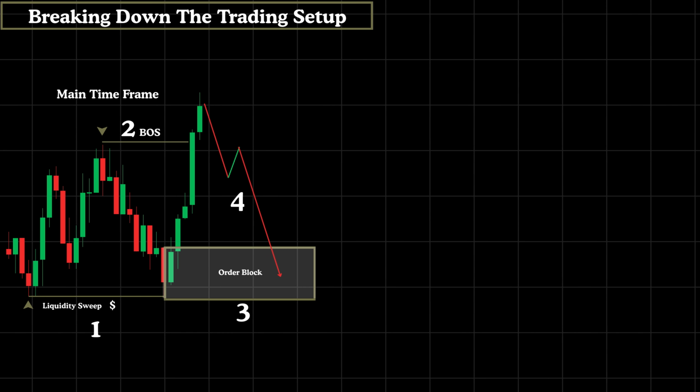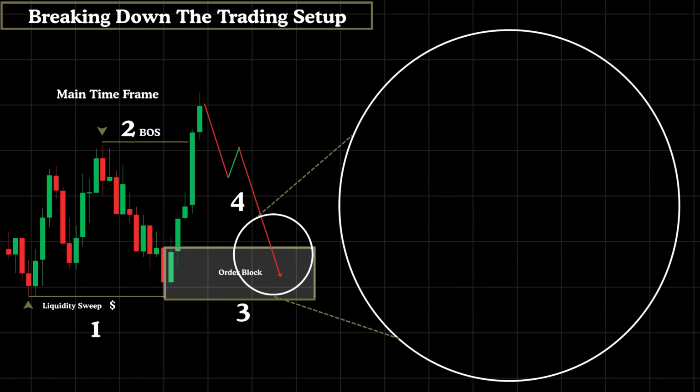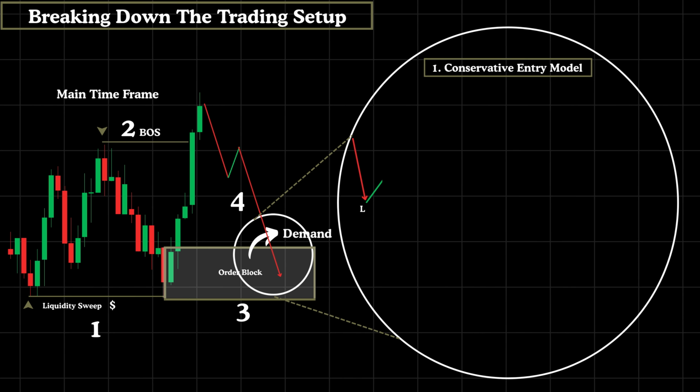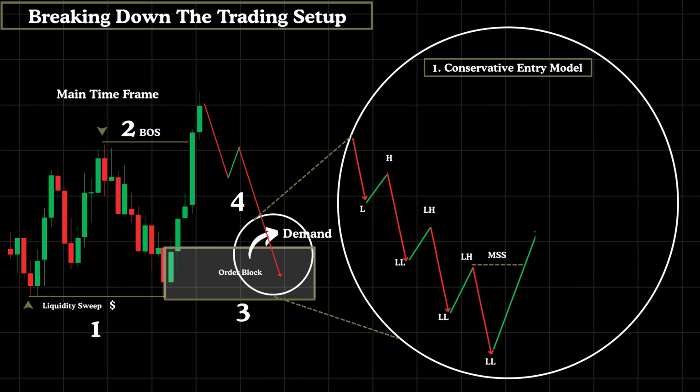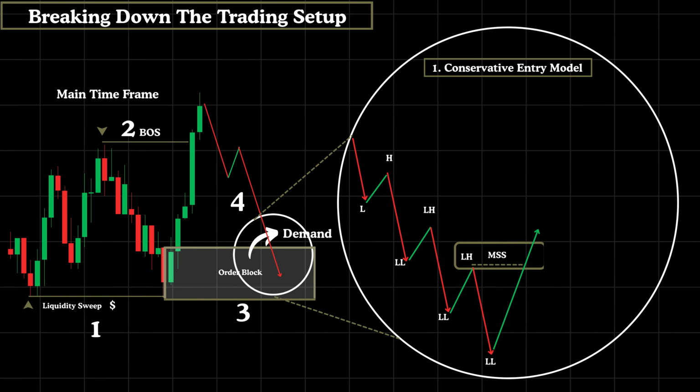Now, when price revisits your order block, you have two types of entries depending on your approach: conservative or aggressive. Let's begin with the conservative method. When price taps the higher time frame order block, zoom into a lower time frame like the 5-minute or even the 1-minute chart and look for reversal signals.